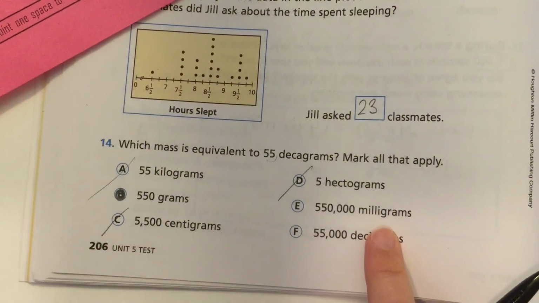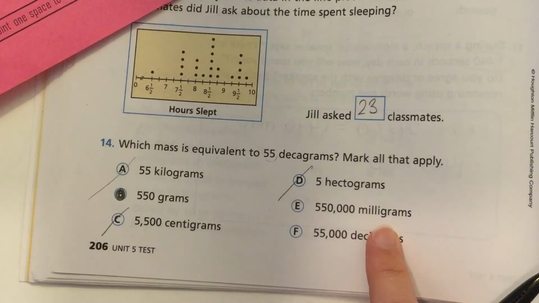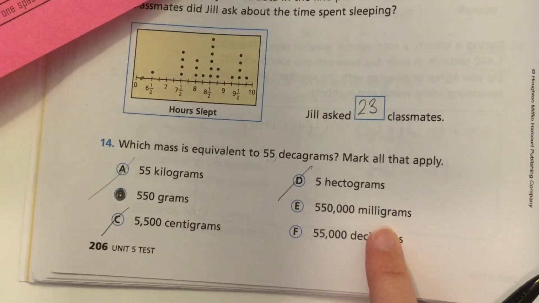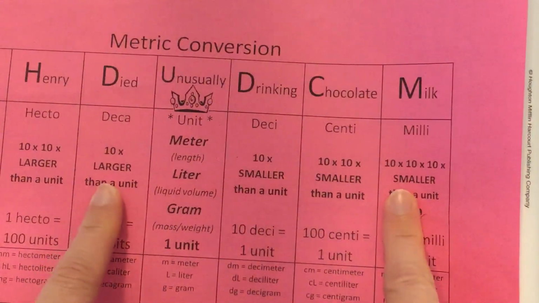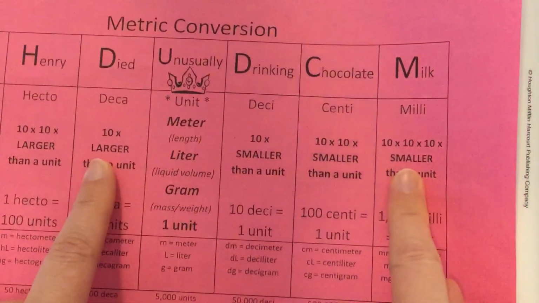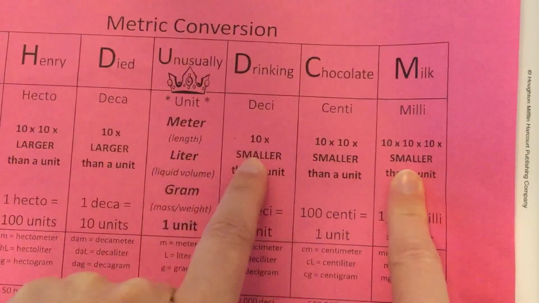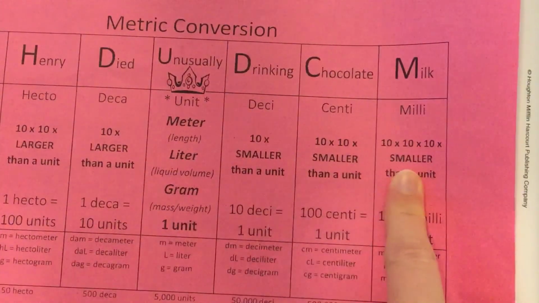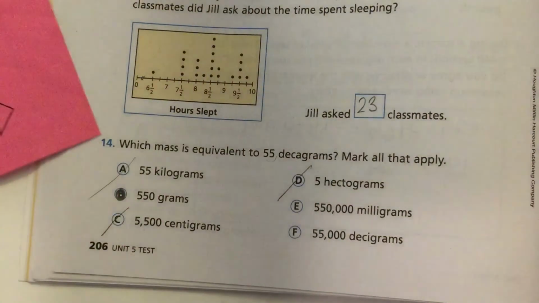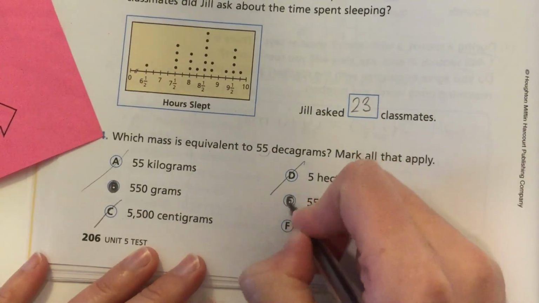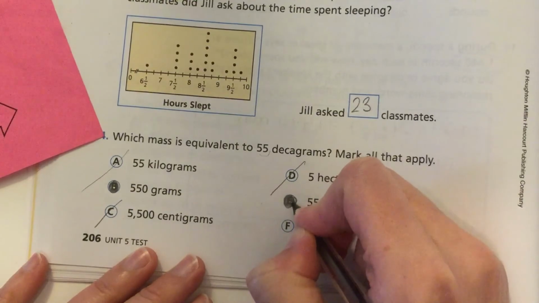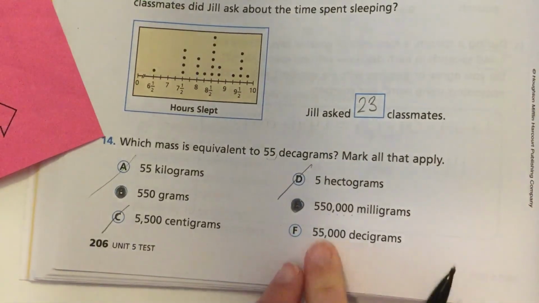Okay, what about 550,000 milligrams? So starting on deca, we have to decide how many hops we're going over, and that'll be how many zeros we add to the 5. 1, 2, 3, 4. Okay, so 4 zeros after the 55. Let's count these. 1, 2, 3, 4. Whoa, that's a lot of milligrams. Remember, milligrams are super, super tiny.